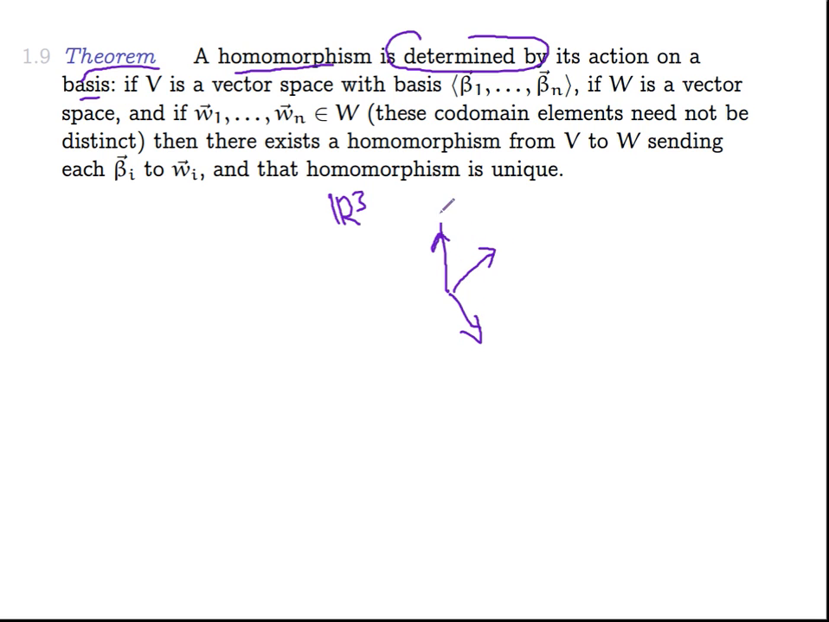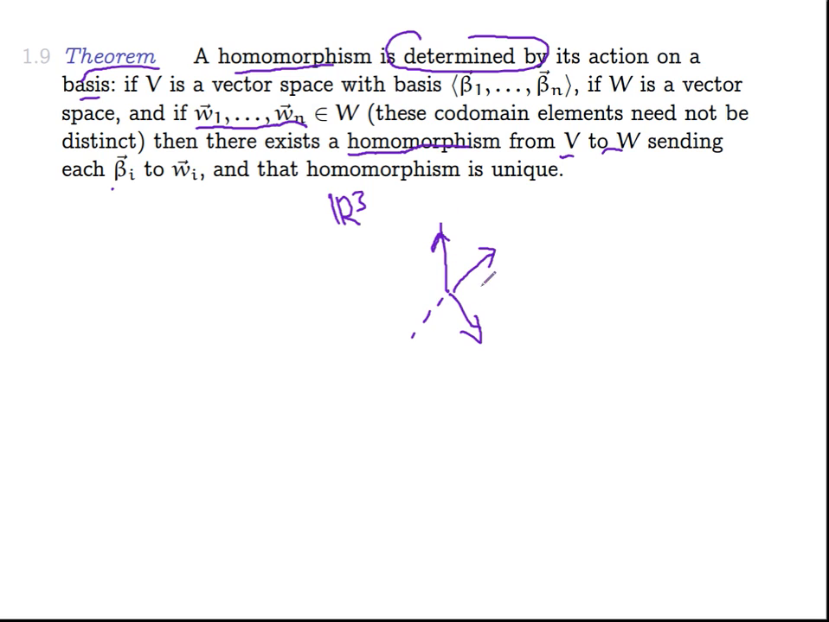You have to think that these three vectors are not supposed to be in the same plane. Okay. Now, if W is another vector space, and here I have n vectors in W, and these elements don't need to be distinct, then there exists a homomorphism from V to W that sends each beta i to wi, and that homomorphism is unique.